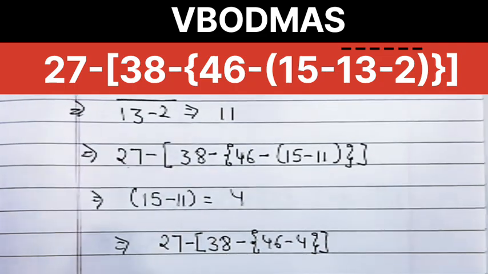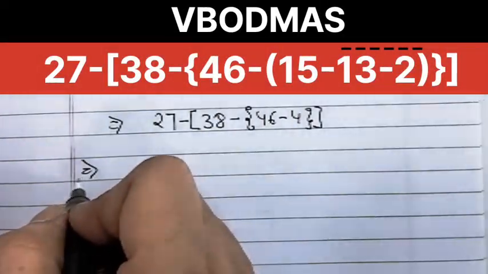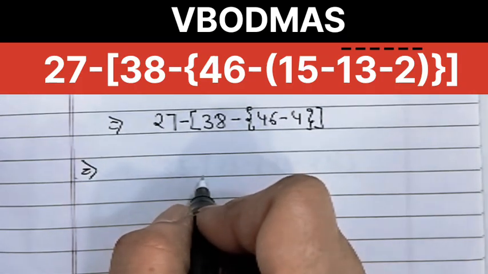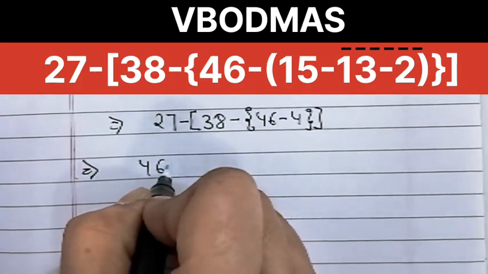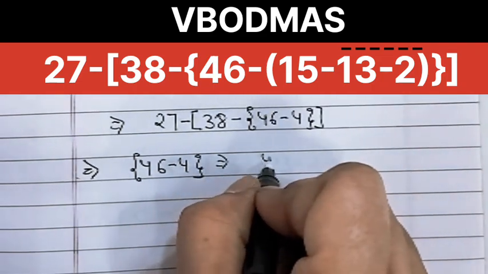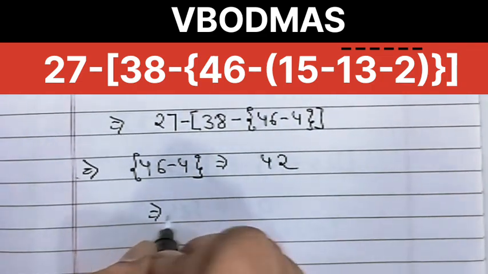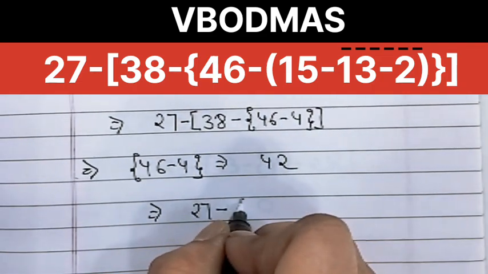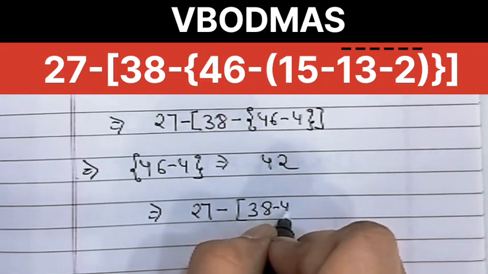Now step 3. Solve for the curly braces. Now simplify the subtraction inside the braces. 46 minus 4, and you will get 42. Now the expression becomes 27 minus [38 minus 42].